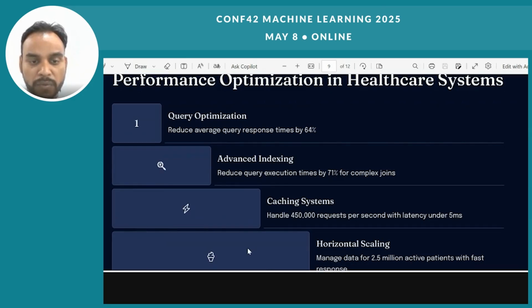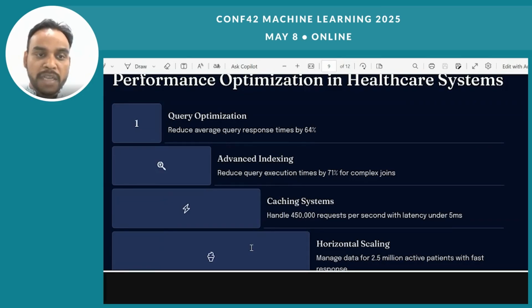Once we talk about horizontal scaling, implementation has demonstrated significant improvement in system capability. Research indicates that patient ID-based sharding enables EHR systems to effectively manage data for up to 2.5 million active patients while maintaining query response time under 200 milliseconds. Auto-scaling mechanisms based on clinical workflow patterns have proven particularly effective in healthcare environments.